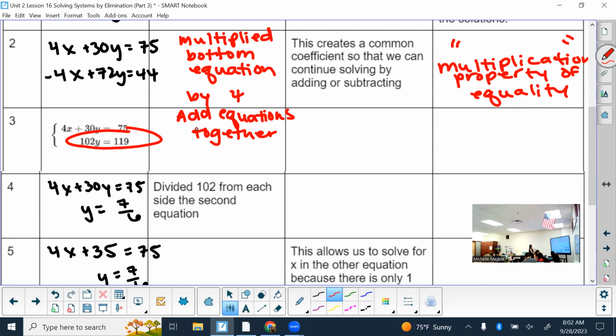Well, since they had it multiplied by 4 on the bottom equation, and these are opposite signs, I would have to add in order to eliminate, right? Sometimes you subtract if they're the same sign, but in this one, we had to add the equations together to create a new equation.